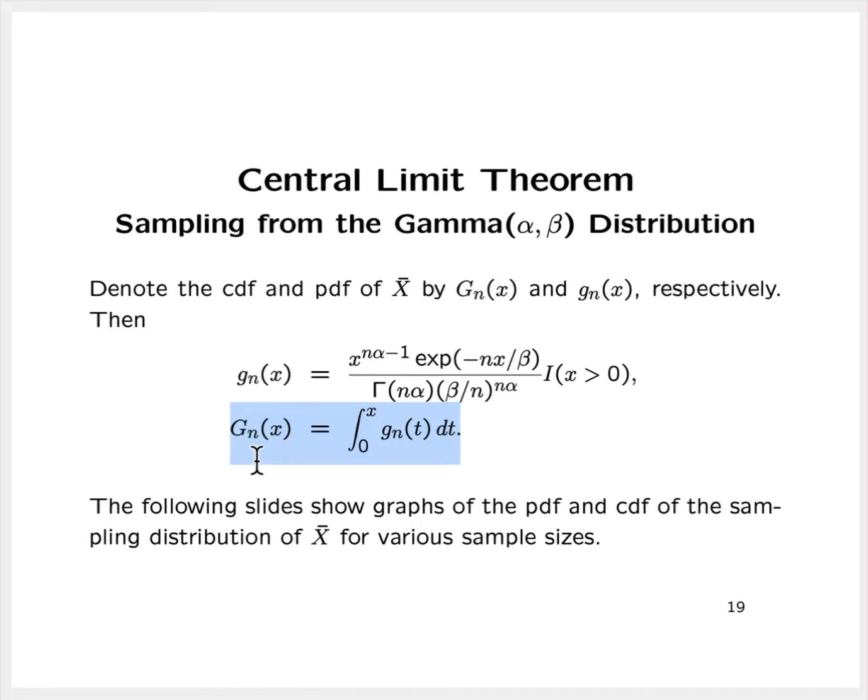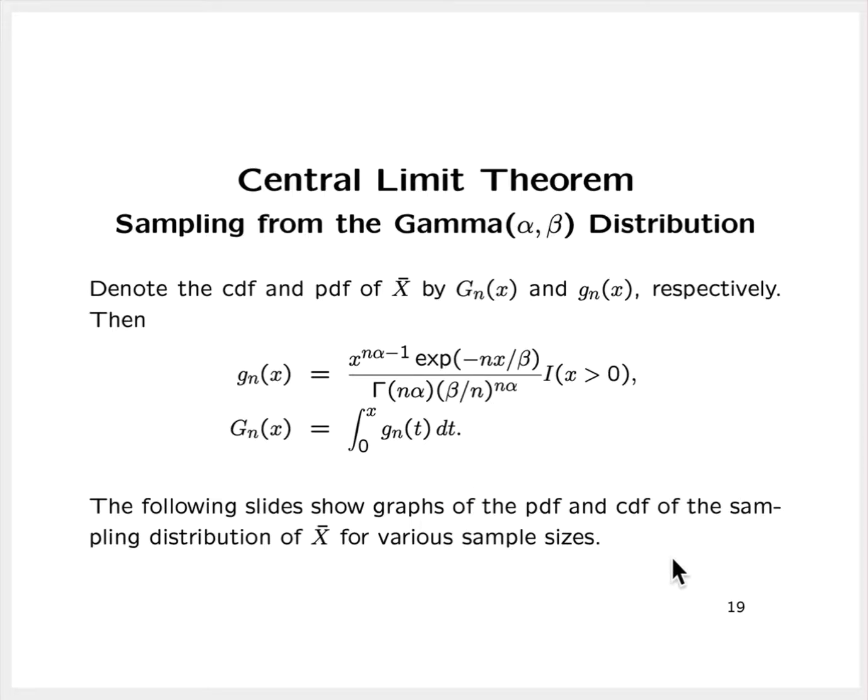Notice that I'm subscripting the PDF and the CDF by n, which is the sample size, because in this context where we're thinking about the central limit theorem, we're going to be thinking about sequences based on the sample size. So increasing sample sizes, and sequences of PDFs evaluated at a particular point, sequences of CDFs evaluated at a particular point. And so the CDF for a given sample size, a given value of n, the CDF of x bar would just be the integral of the PDF from 0 up to x.